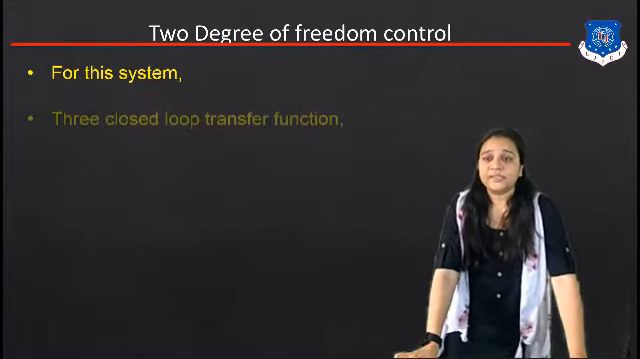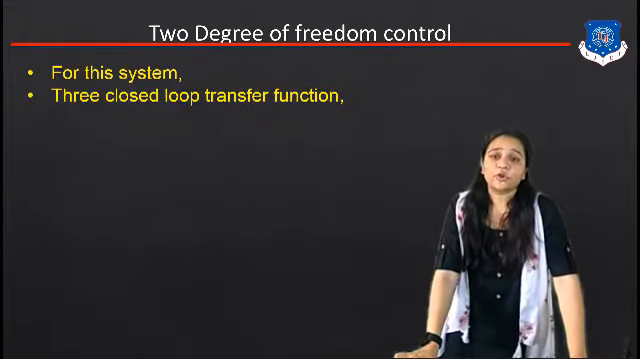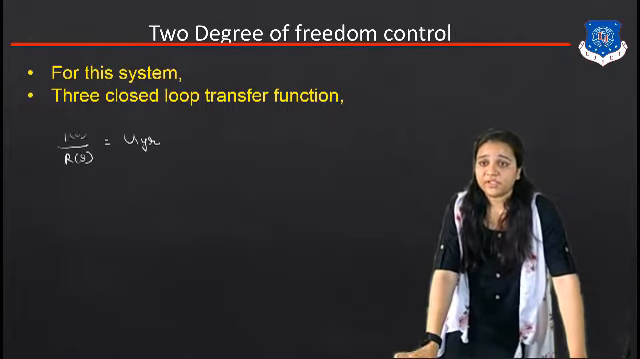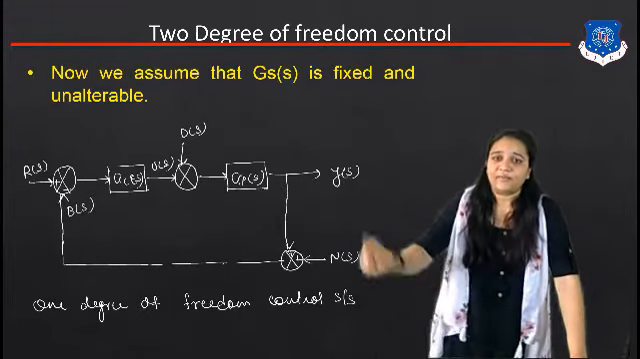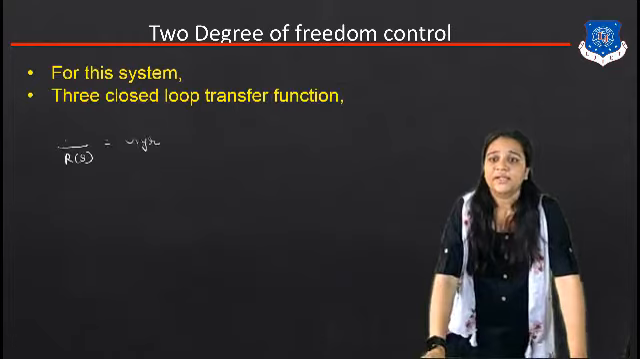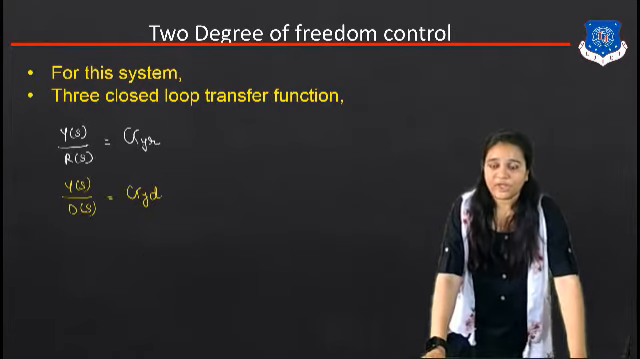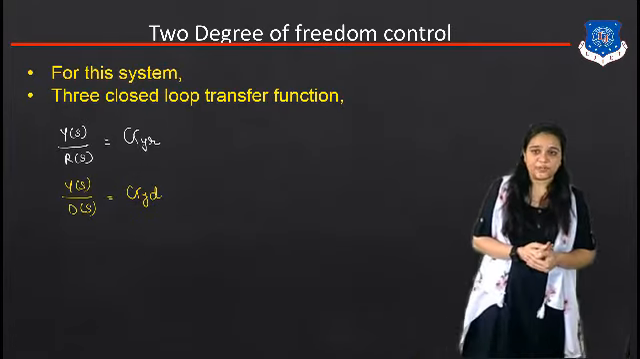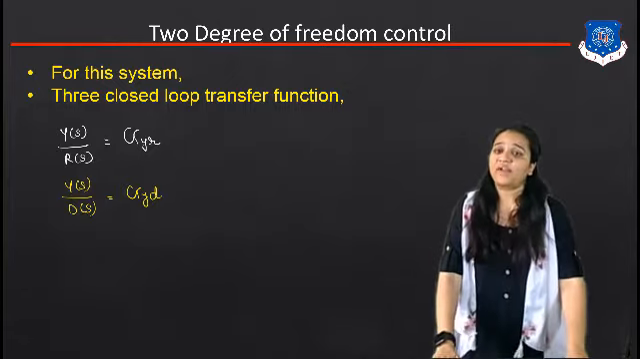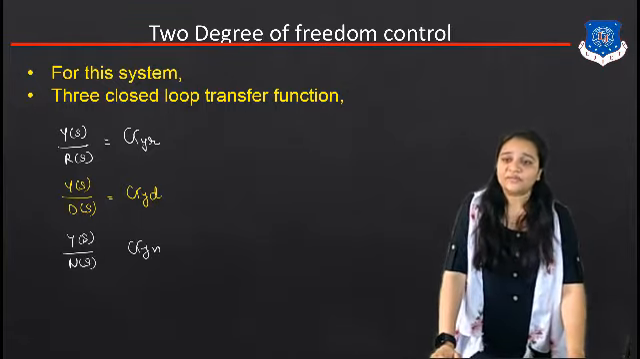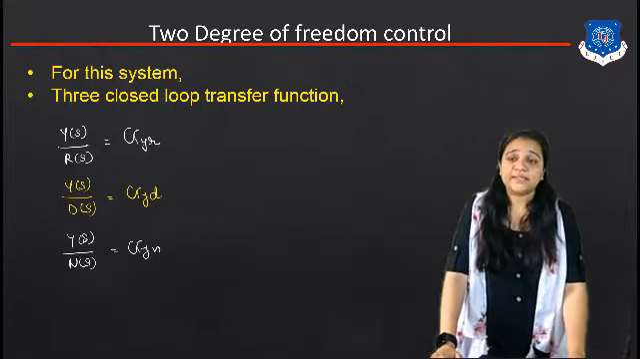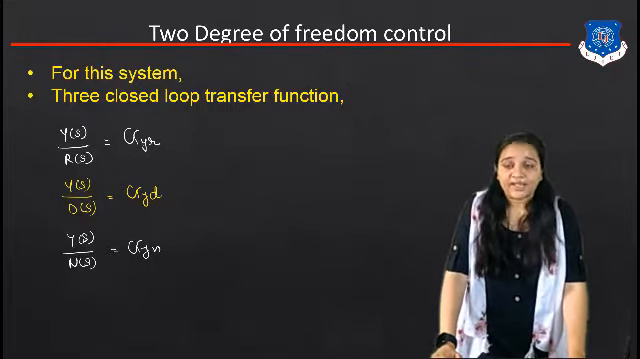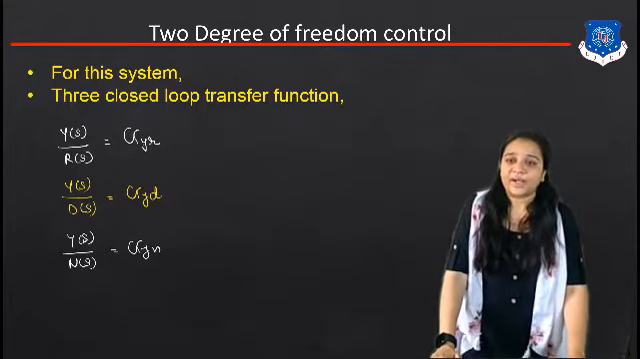For this system, we derive the closed loop transfer functions. The first one is Y(s)/R(s), that is equal to GYR. The next one is Y(s)/D(s), because D(s) is our disturbance input, that is equal to GYD, and the third closed loop transfer function is Y(s)/N(s), that is equal to GYN. So we have derived these closed loop transfer functions one by one.